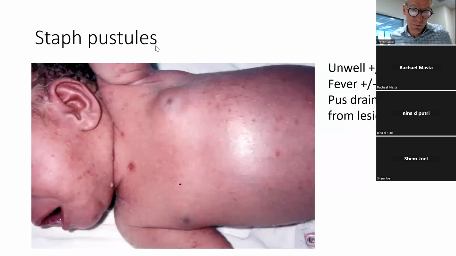I wanted to talk a bit about skin infections in babies, because we see a lot of babies that look a bit like this. They have these, what we think of as pustules on them.